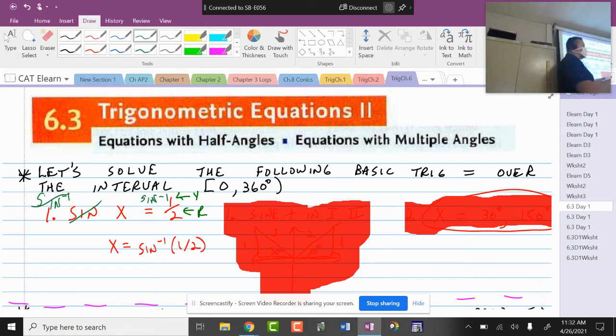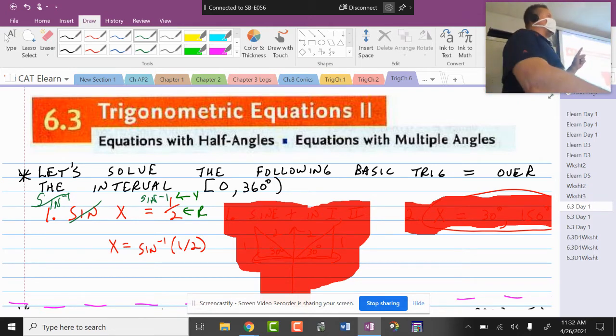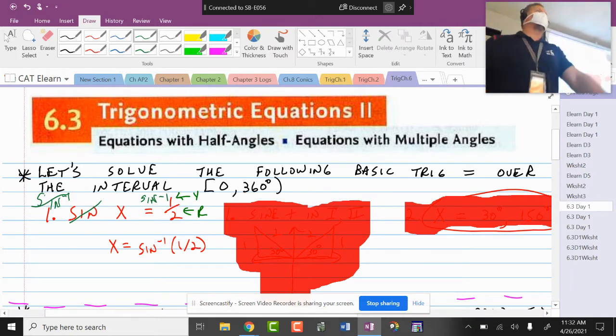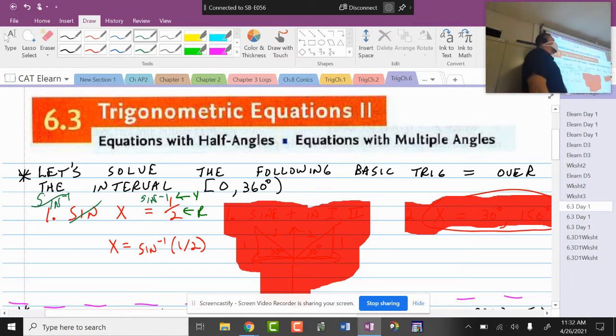So that's not really a big deal. That's basic trigonometry. This is true. And then it's not only 30. Now you have to do your quadrants analysis. Where else is 30 wrong? Where else is sine positive? What quadrants? These better be coming fast.